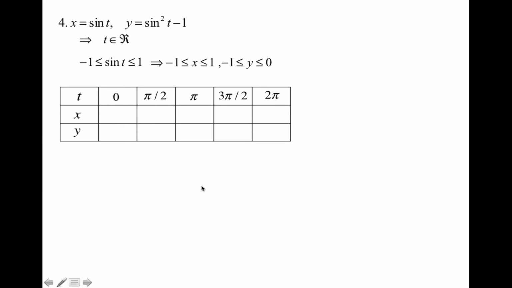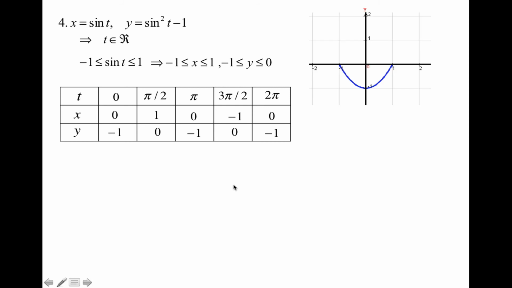All right, so I'm going to choose t values that are in the all real numbers, typically 0 to 2 pi. Evaluate, so I get (0, -1), (1, 0), (0, -1), (-1, 0), and (0, -1). I'm going to go ahead and plot these values and indicate with arrows the direction of my particle.